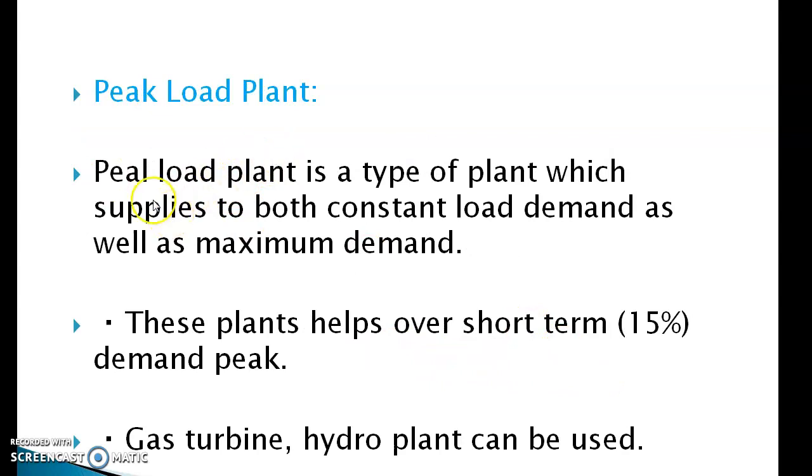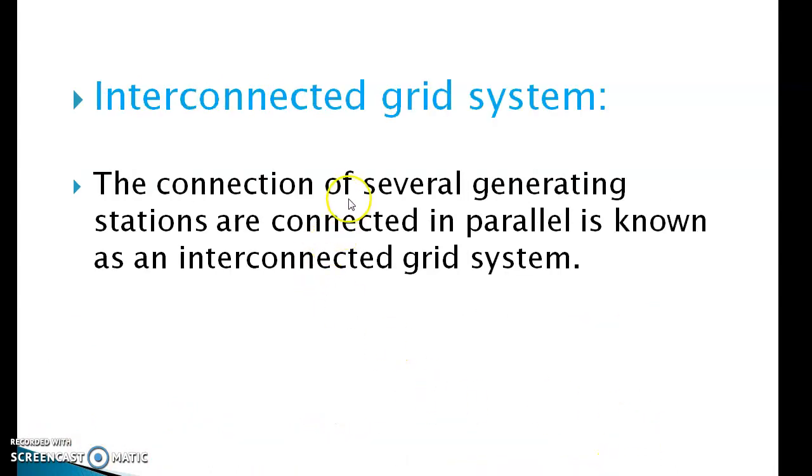Peak load plant. The peak load plant is a type of plant which supplies both constant load demand as well as maximum demand. These plants help over short-term 15% demand peak. Gas turbine or hydro plant can be used. Interconnected grid systems. The connection of several generating stations in parallel is known as an interconnected grid system.